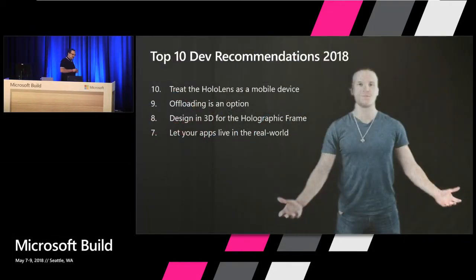Let your apps live in the real world. The HoloLens supports spatial mapping, so it has an understanding of your environment. So make sure that you actually place holographic objects in the real world and avoid the so-called floating sticker effect, where you just put a virtual object in front of the user. Place them on the real-world table. Place them under the table, for example. But make them part of the real world.